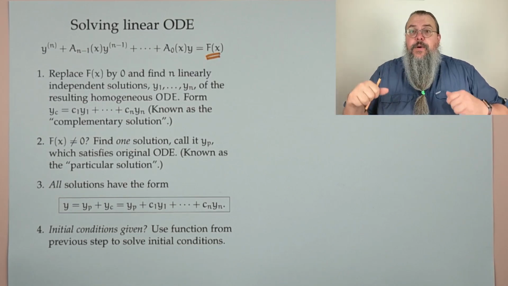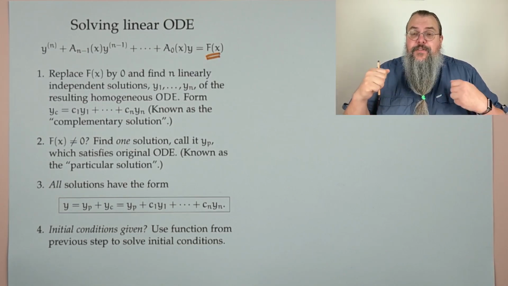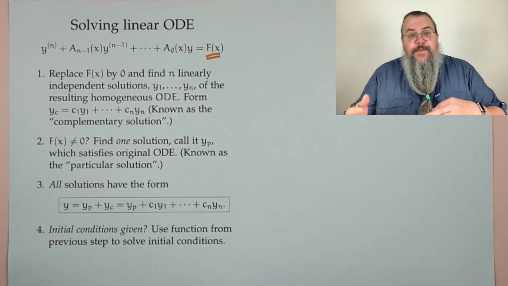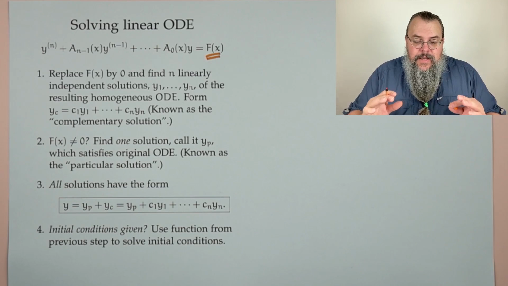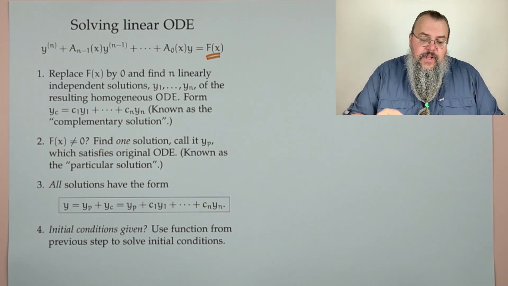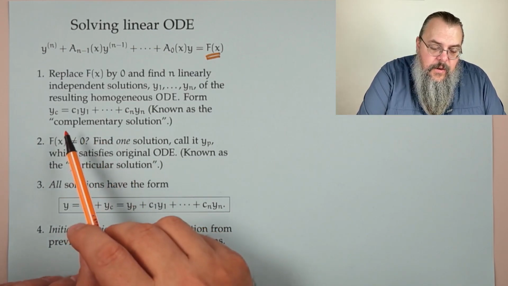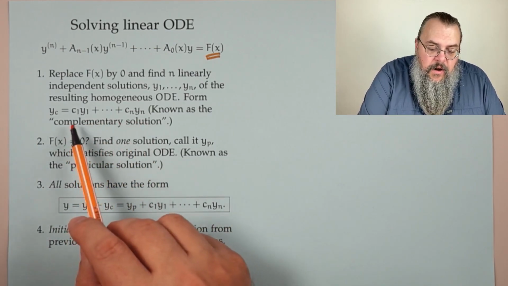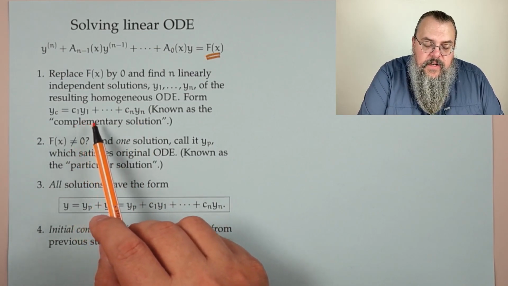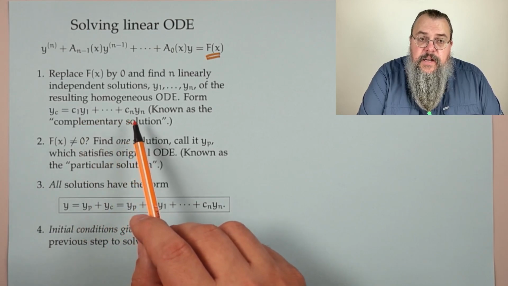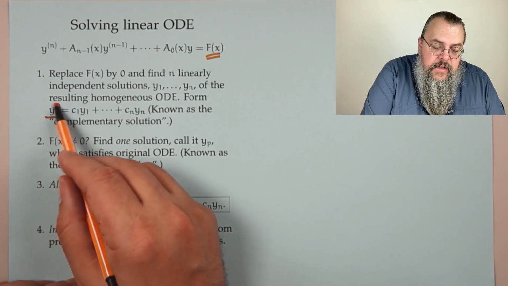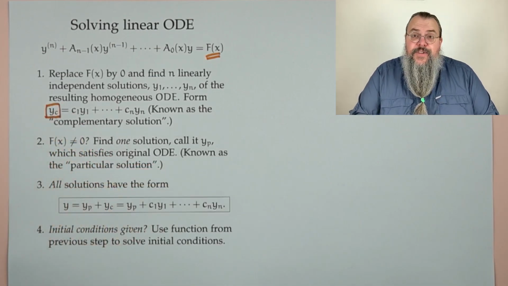Sometimes we can find them ourselves, especially if we have constant coefficients. Sometimes they'll be handed to us. But we say, okay, great, let's find those. Then we know that by superposition, all of the solutions look like some constant times that first function we find, all the way up to some constant times that nth function we find. And we call this our y_c, the complementary solution.